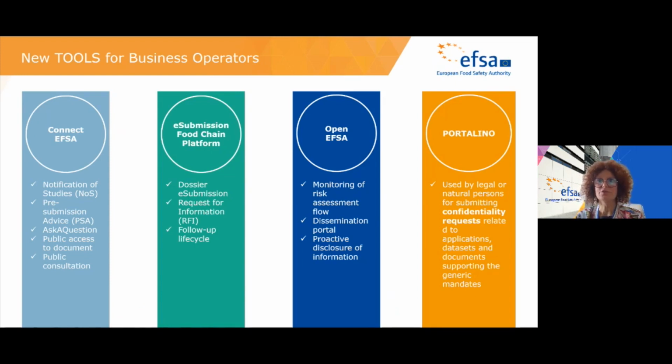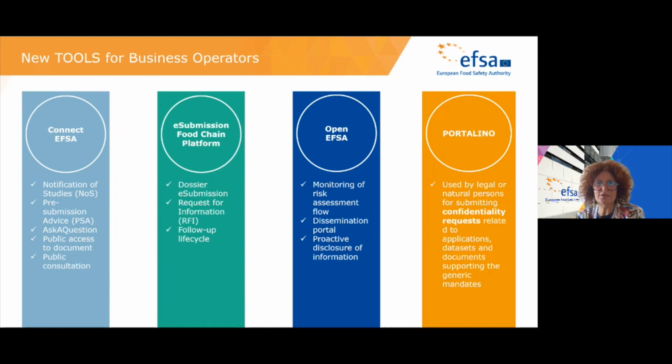The e-submission food chain platform, this is a tool that as submitter in the novel food, you are lucky to be already aware and used. This is the same platform that has been used for all areas. Here you will have the dossier submission electronically. You will receive the request for information, and you will be able to submit the information and to follow up the life cycle. Then in Open EFSA, that's the part which is open also to the public.